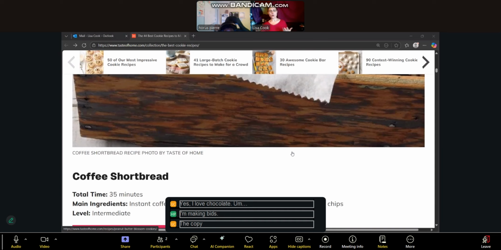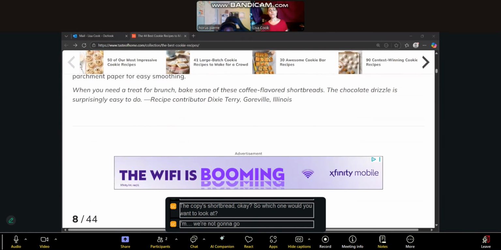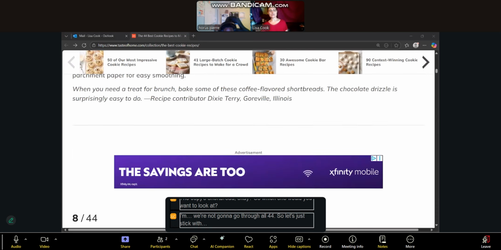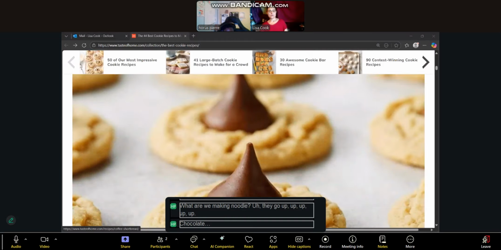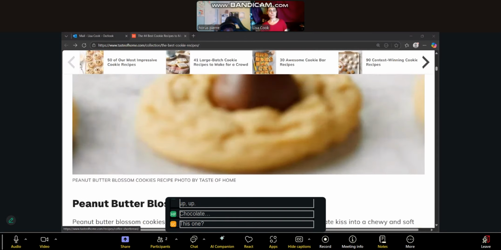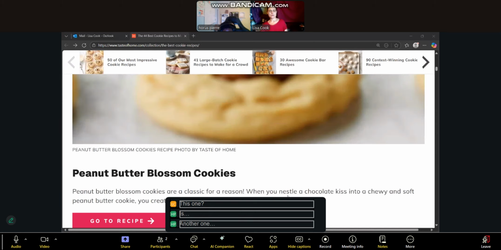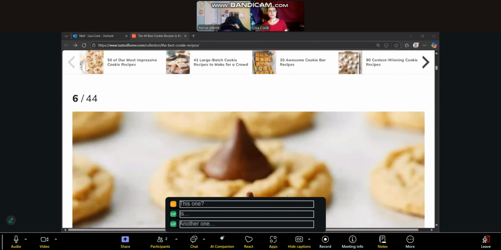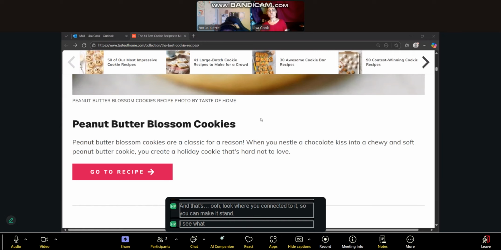The coffee shortbread. Okay. So which one would you want to look at? We're not going to go through all 44. So let's just stick with the 7 that we have so far. Which ones do you want to include? This one? Okay. So what do you think we could put here? What would be some good things that we should put there?